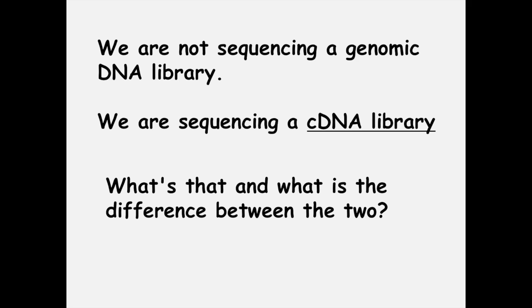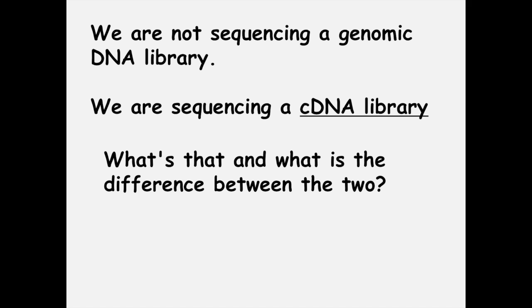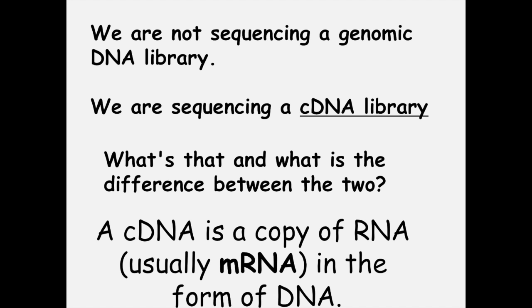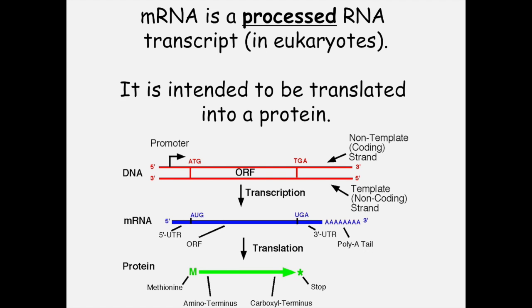We're not working with a genomic library. We're working with something called a cDNA library. So what's the difference? Okay, a cDNA library is a copy of RNA. Usually a copy of mRNA. Remember that there is RNA that is first produced during transcription that does not have a poly A tail, but it is processed, and once it's processed in the cell, we call it an mRNA. And this is the sequence that we are using to form our cDNA library. So this picture here is very important.